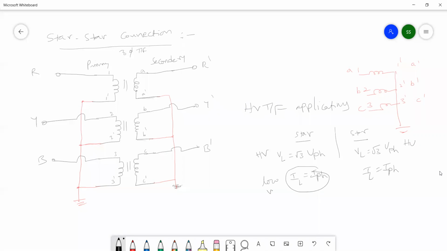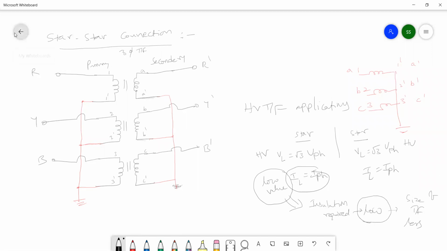Low value. If current is low value, then what is the requirement of insulation? Insulation requirement, high or low? If lower current is passing, what is the insulation requirement? Nothing but your protection needs to be high or low? Low. Very good. The insulation required is low. So that means the amount of insulation we require should be very low, in the sense the size of the transformer is less, right?